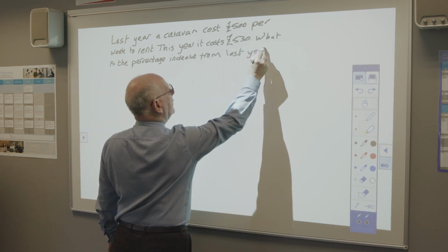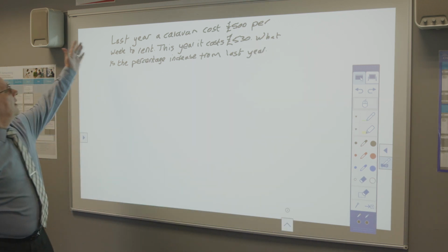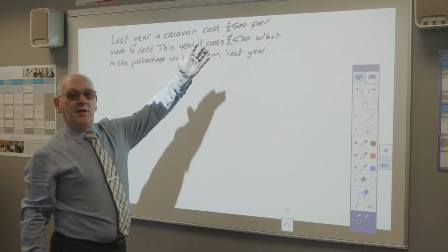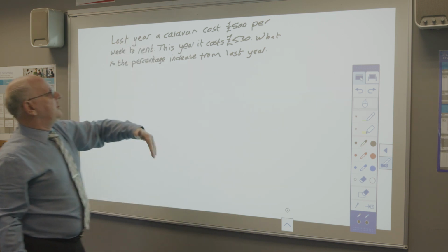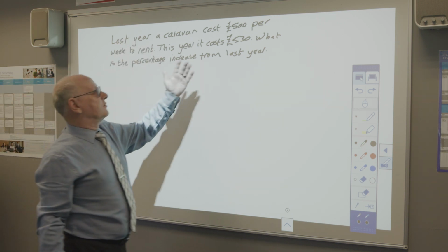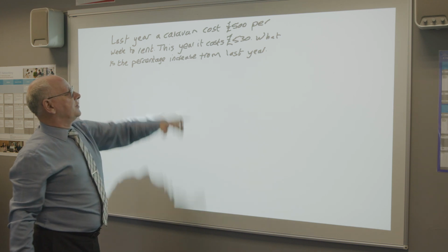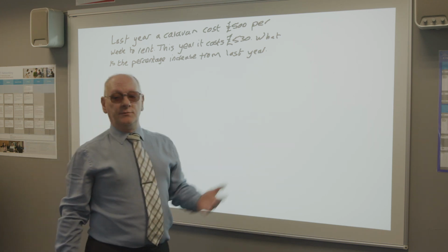Last year a caravan cost £500 a week to rent. This year it costs £530 a week. What is the percentage increase from last year?